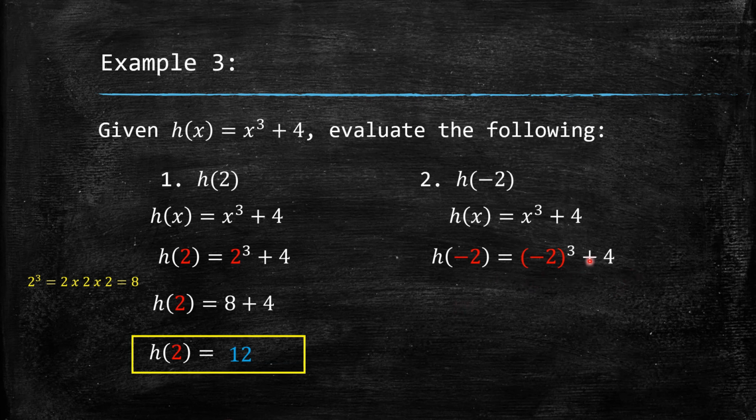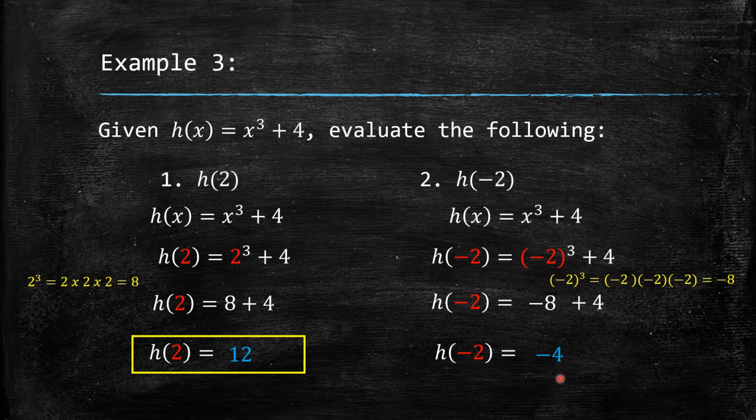So we will have to answer this first, negative 2 cubed. And that is negative 2 times negative 2 times negative 2. We will have negative 8. So h of negative 2 is equal to negative 8 plus 4. That is negative 4. And that will be our final answer.